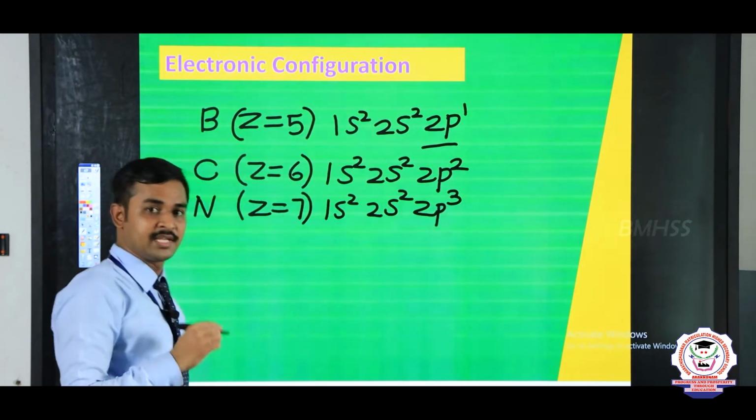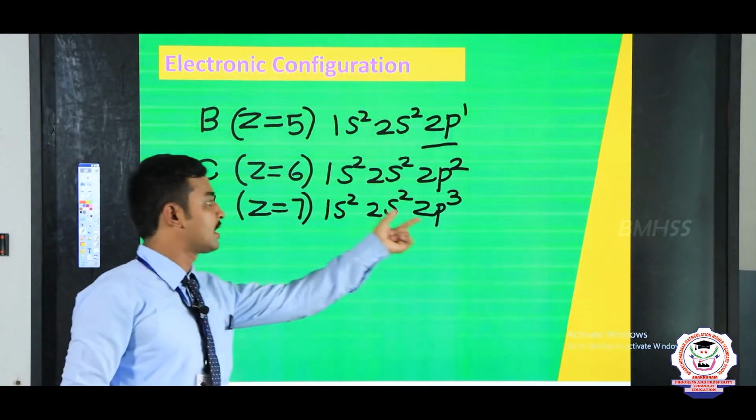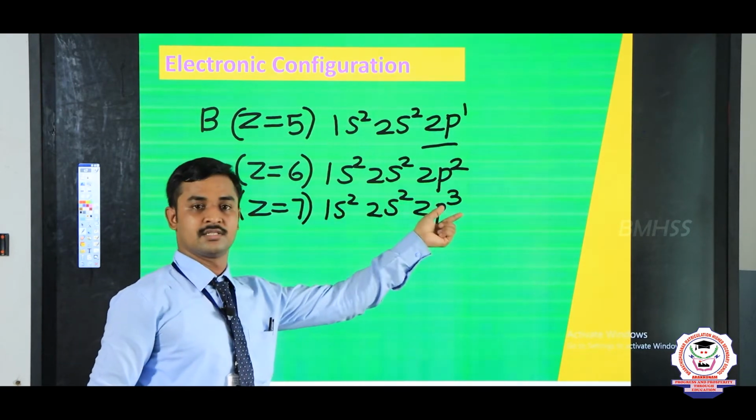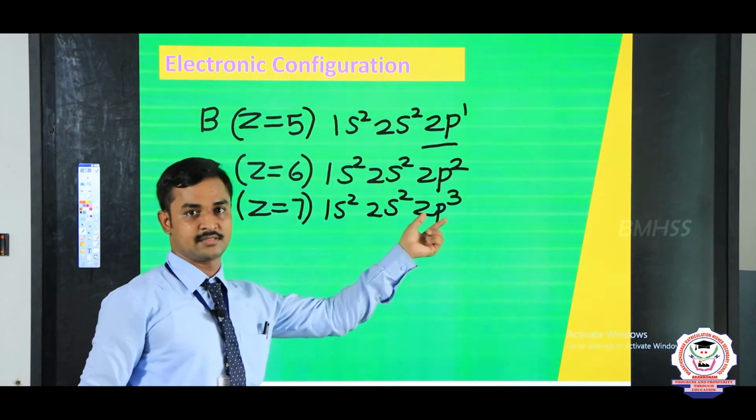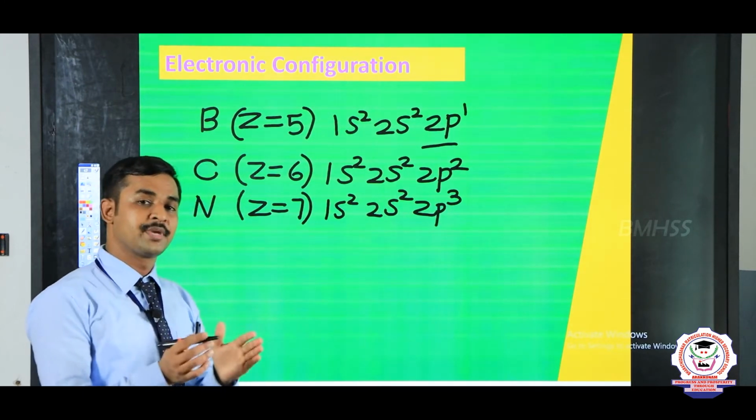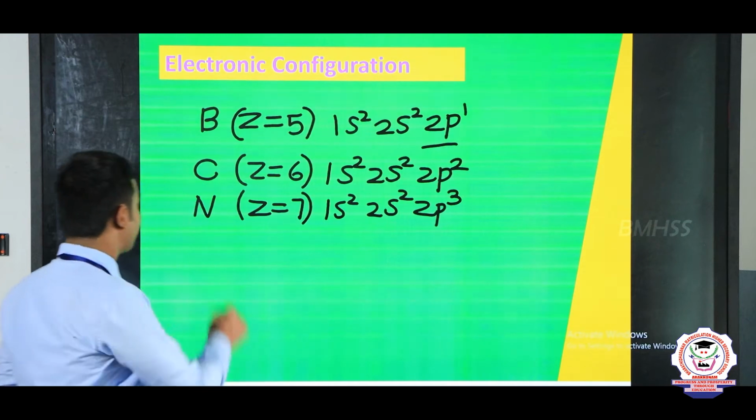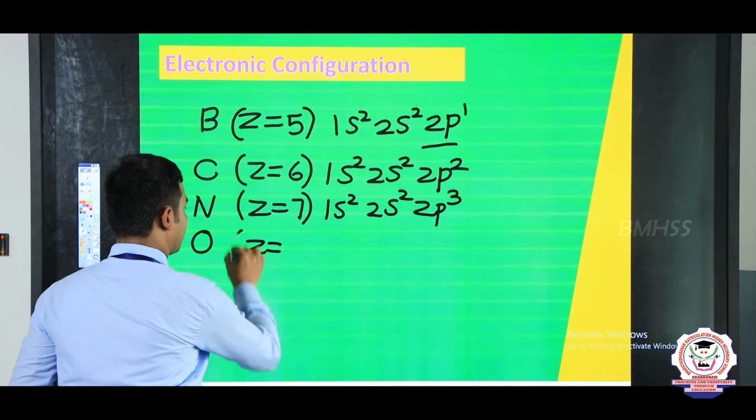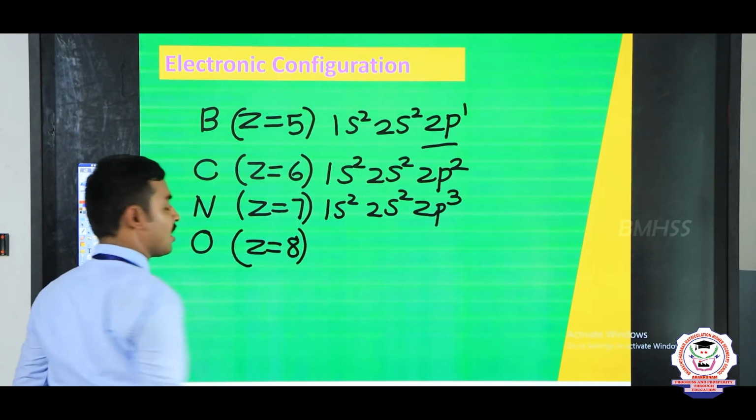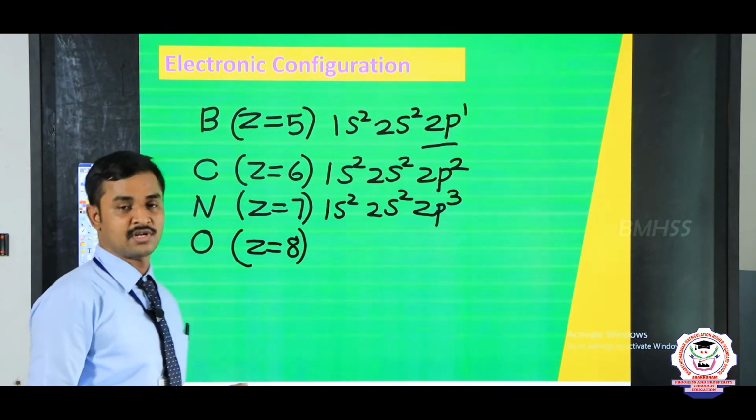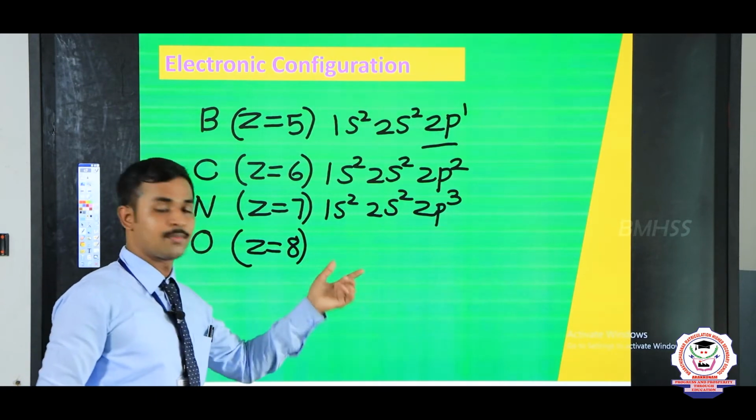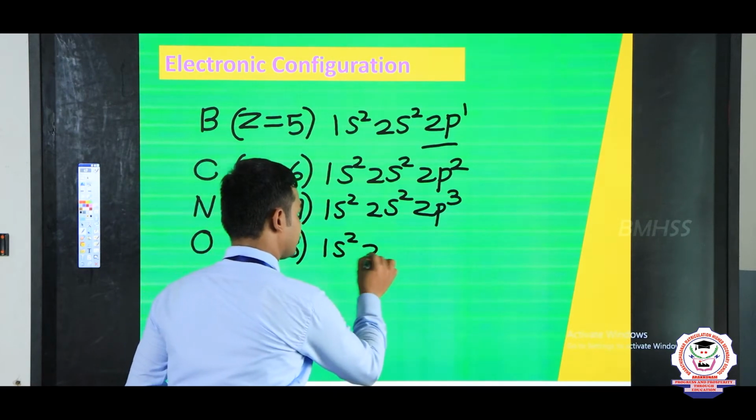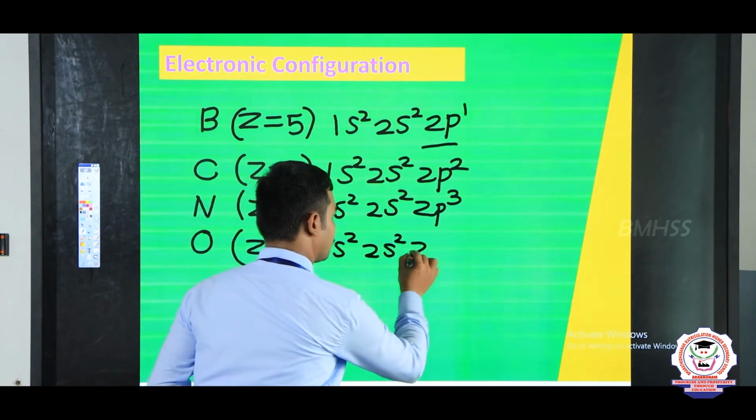While writing the electronic configuration, you can calculate the electrons: 2 plus 2 plus 3, so totally 7 electrons are present here. The number of electrons should be equal to the atomic number. Our next element is oxygen. For oxygen, the atomic number is 8. Atomic number represents the number of protons present in the atom, and it is equal to the number of electrons also. So, the electronic configuration for oxygen is 1s2, 2s2, 2p4.